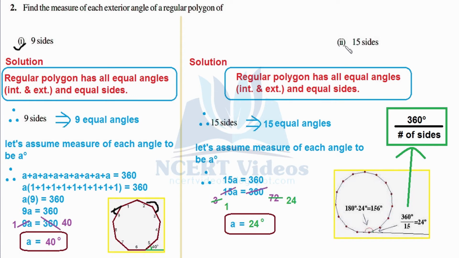Now second part, 15-sided regular polygon. So we wrote solution like this. Regular polygon has all equal angles, whether they are internal or external, and having equal sides. Therefore, 15-sided regular polygon implies, this is the mathematical way of writing implies, that is, this thing means 15 equal angles. Again, let's assume measure of each angle to be a degrees. Therefore, we are not writing this time this long form of representation because we are adding a 15 times, so we can straight away write 15 gets multiplied with a.